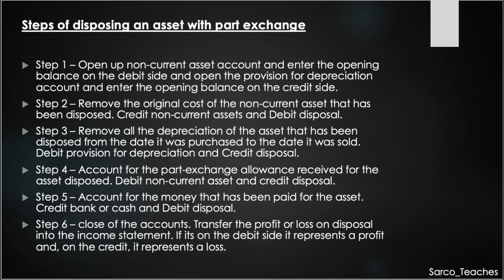So we go to step 4. It says account for the part exchange allowance received for the asset disposed. Debit non-current asset account and credit the disposed account. You might be wondering, how do we actually work out the part exchange allowance?